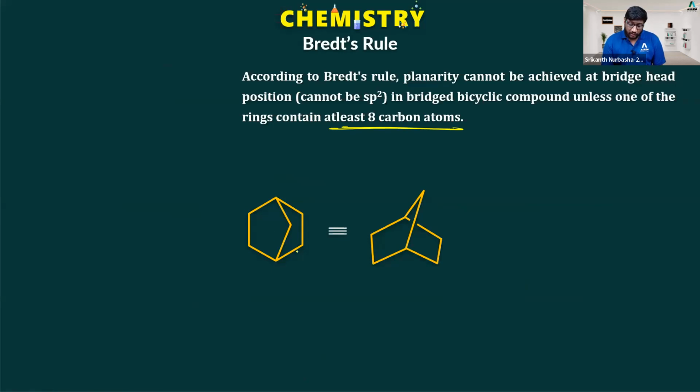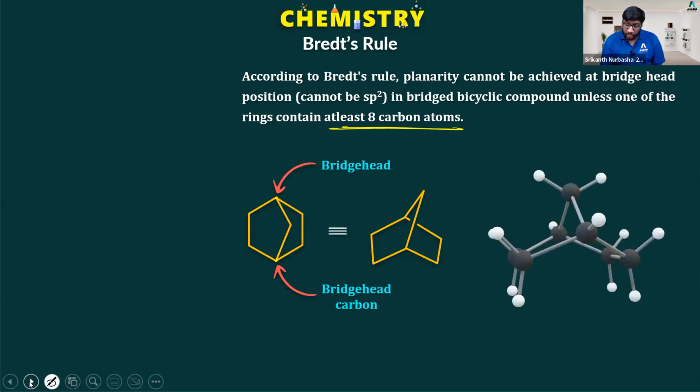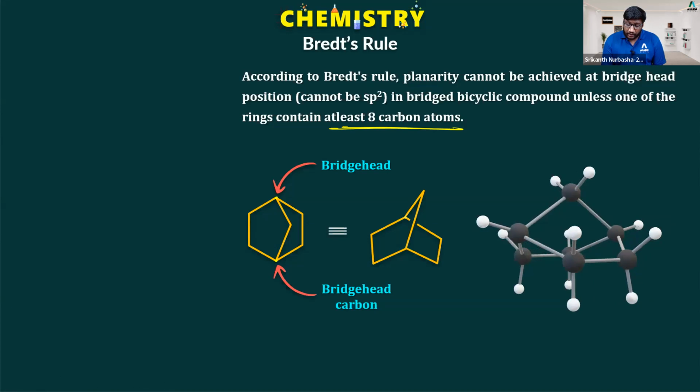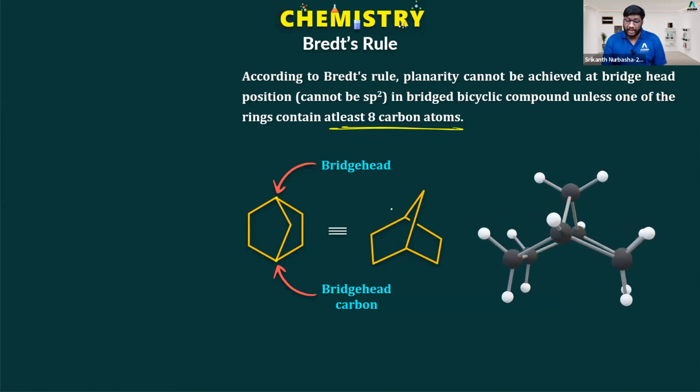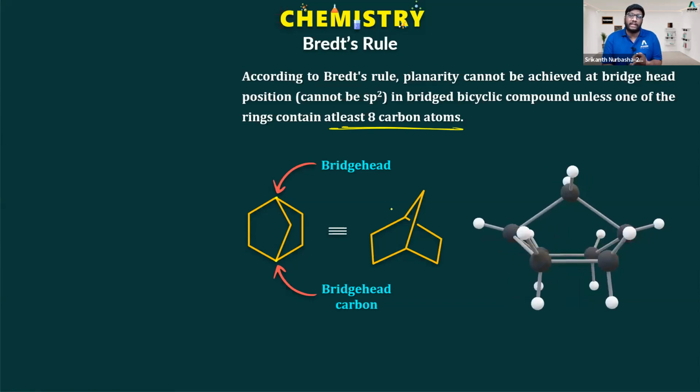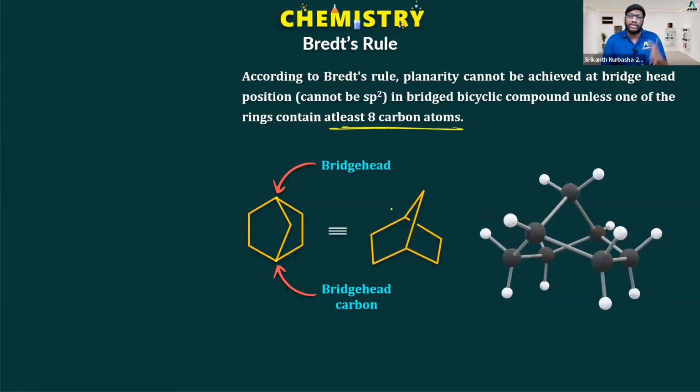CH2, CH2, C. This is your bridgehead center, because that is a bridgehead carbon which is connecting two rings or two cycles. So at these carbons, planarity can never be achieved. These are your bridgehead carbon atoms. And that is why, if you think of any bicyclic system, you have to apply Bredt's rule. If Bredt's rule is violated, then you cannot go with your general logic.